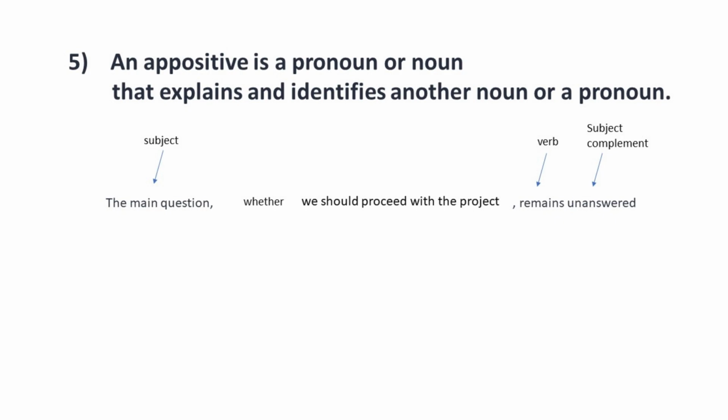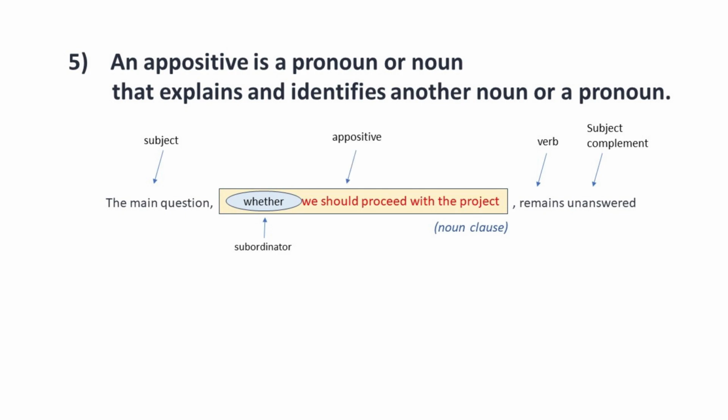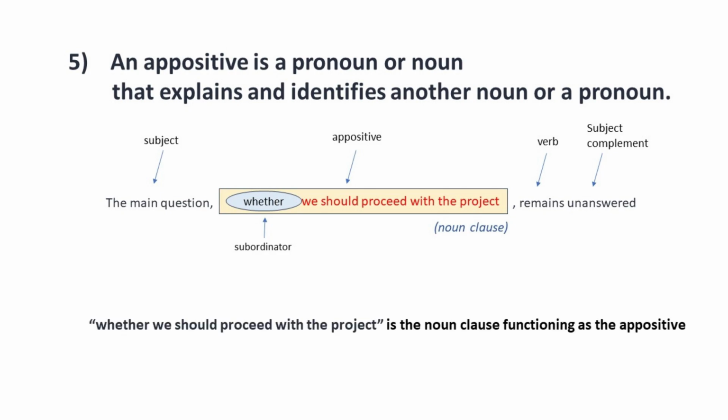Whether we should proceed with the project is a noun clause with whether as subordinator, and it is an appositive because whether we should proceed with the project describes the main question. So we can conclude that whether we should proceed with the project is the noun clause functioning as the appositive.